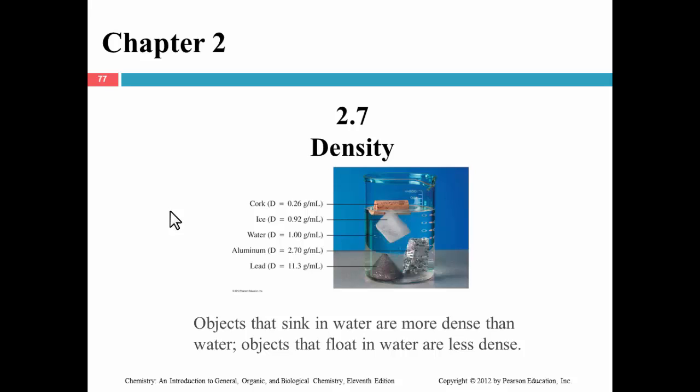Density is essentially a measure of the amount of mass an object has per unit of volume. For example, water has a density of 1 gram per milliliter. So for every milliliter of water, it weighs 1 gram. Objects that are more dense than water, like aluminum and lead, will sink in water. Objects that are less dense, like cork and ice, will float.